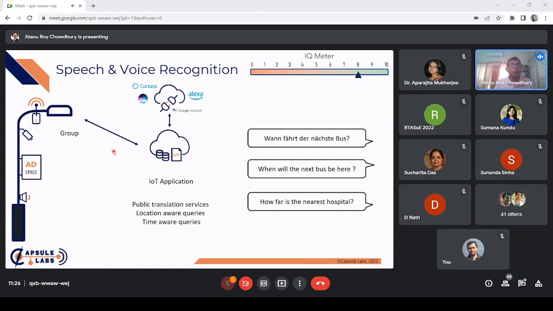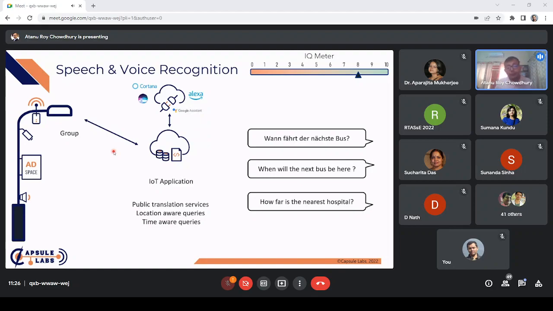Or I can ask questions which are temporal in nature. When will the next bus be here? Because it requires a spatial dimension as well as a temporal aspect to it. And I can use Amazon's amazing NLP service called Amazon Comprehend for document NLP, or Polly for text to speech conversion. We can build voice models based on these.